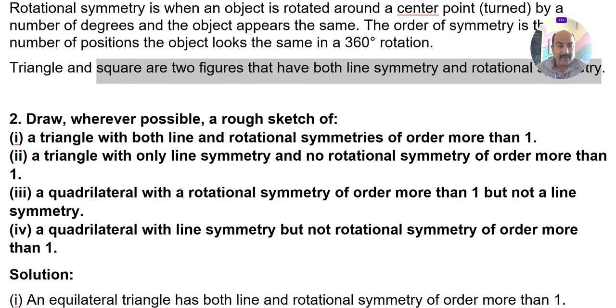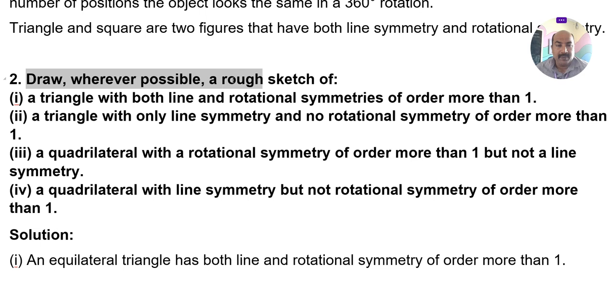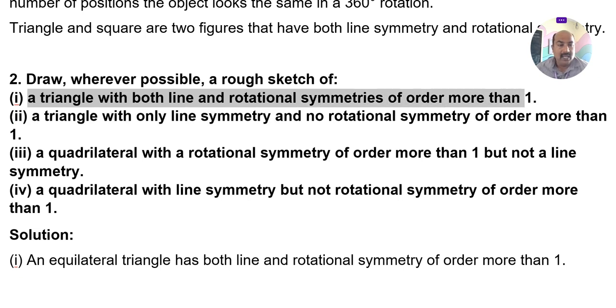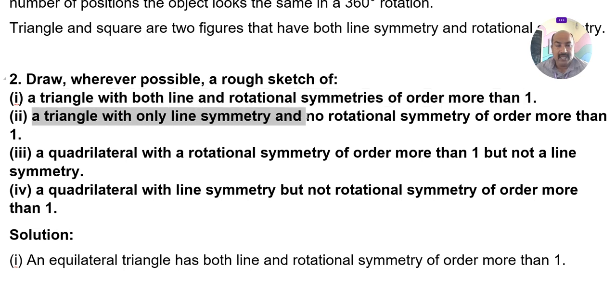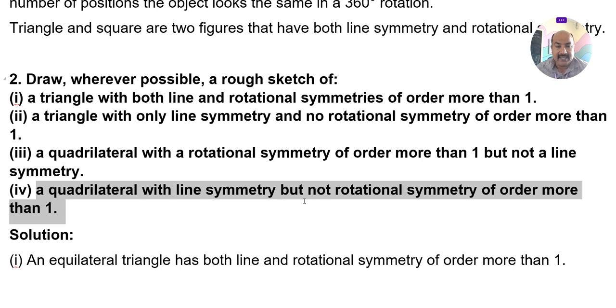Okay. Second problem. Draw, wherever possible, a rough sketch of: first, a triangle with both line and rotational symmetries of order more than one; second, a triangle with only line symmetry and no rotational symmetry of order more than one; third, a quadrilateral with rotational symmetry of order more than one but no line symmetry; fourth, a quadrilateral with line symmetry but no rotational symmetry of order more than one.